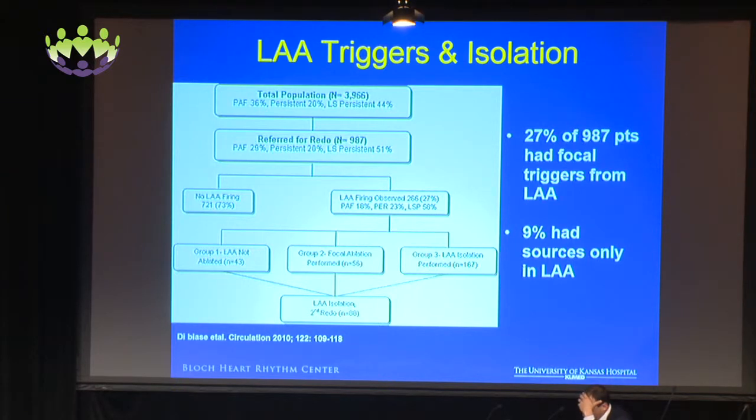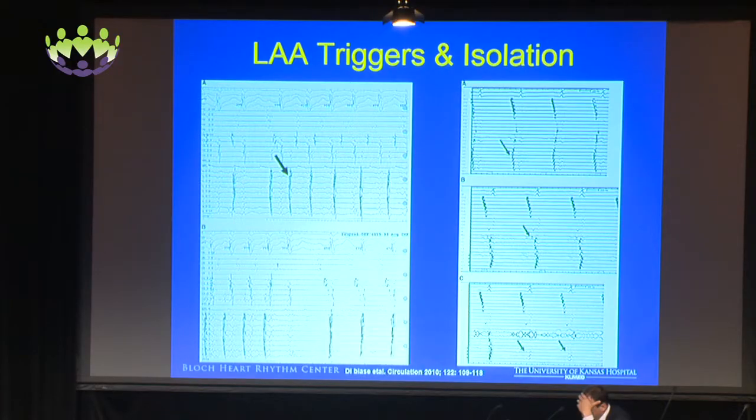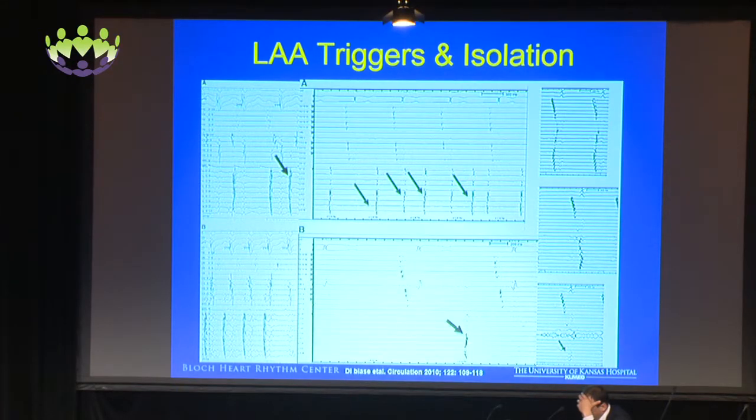Out of 987 patients, about 27% had focal triggers from the left atrial appendage. And 9% of these patients had the appendage as the only source. It was not the pulmonary veins, but the appendage was the only source. So again, these are electrograms that clearly show the focal triggered effect that originates in the left atrial appendage. And this is what happens when you isolate the appendage.